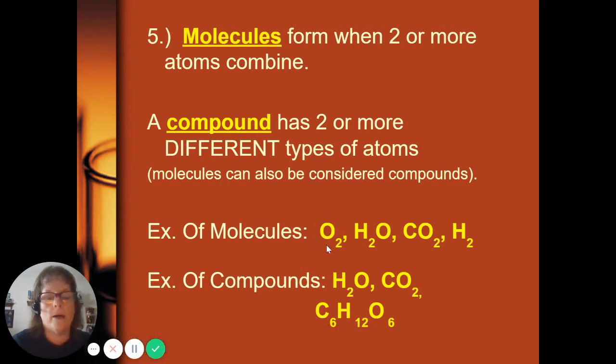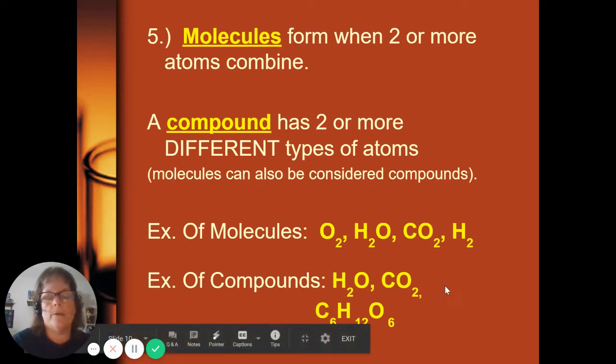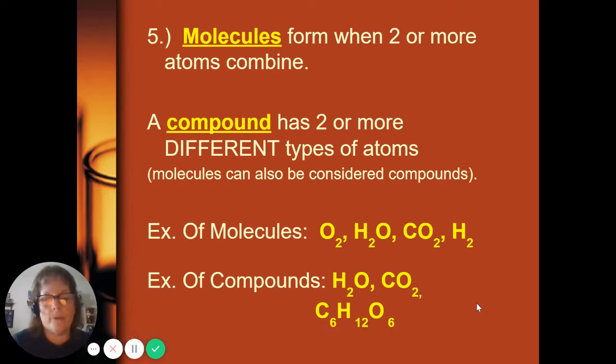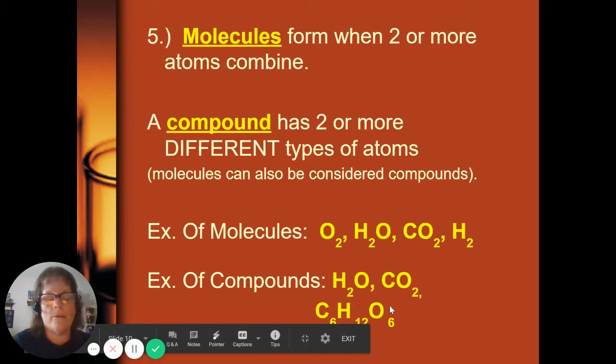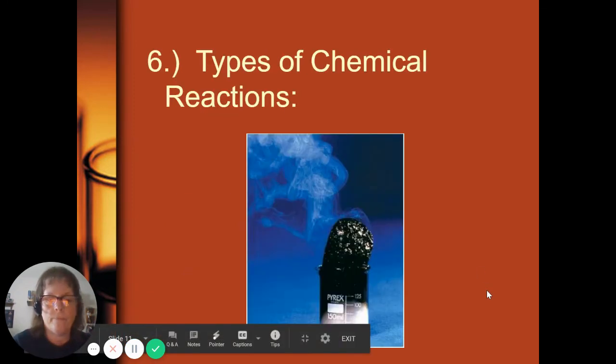You've got oxygen, 2 oxygens bound together, but you also have this compound here of water, which has hydrogen atoms and an oxygen atom. You have carbon dioxide here. So all of these are molecules, but you can get a little more specific with compounds, in that compounds are the ones that need to be made out of 2 or more different types of atoms. So you can see down here in this group, you don't see the O2 and the H2, because they're not considered compounds. They're only made out of one type of atom.